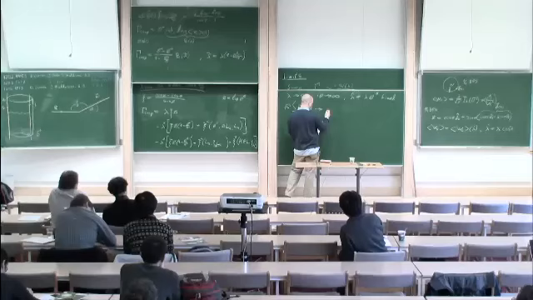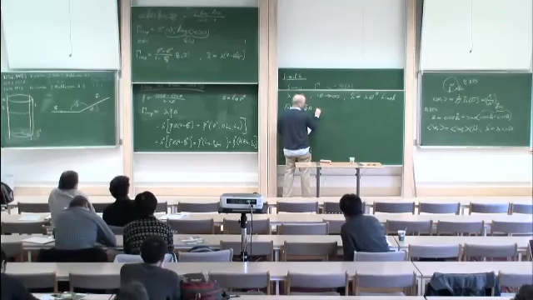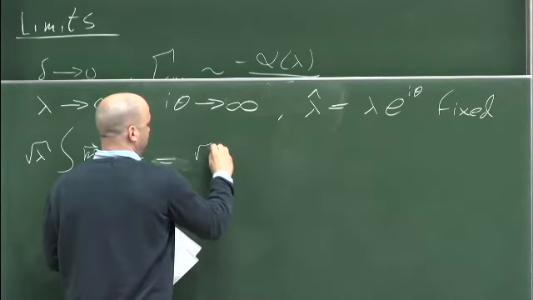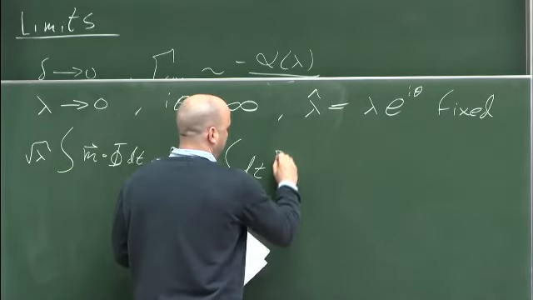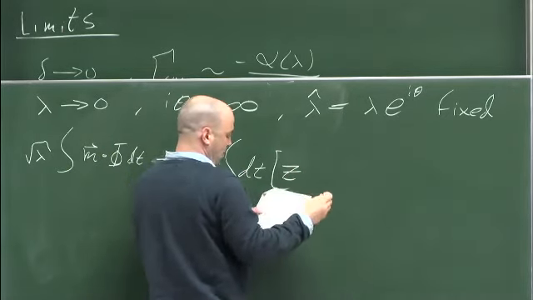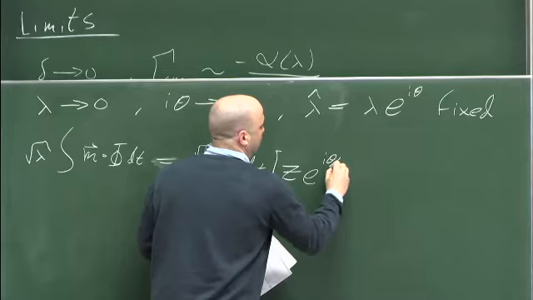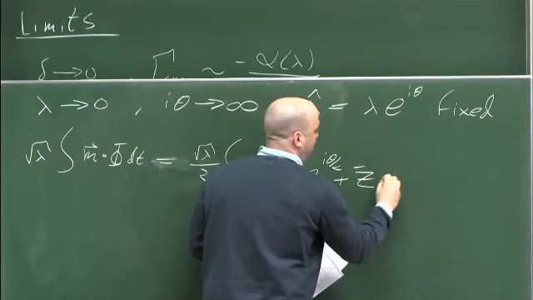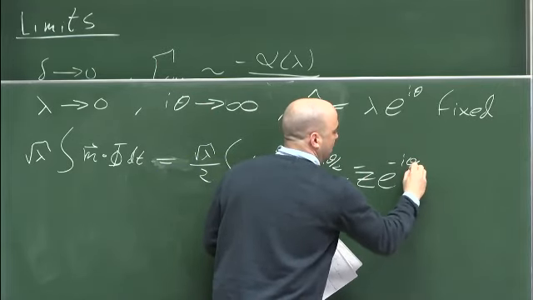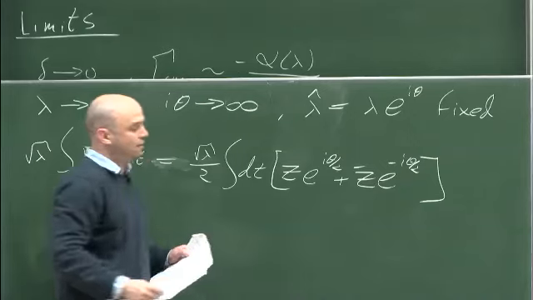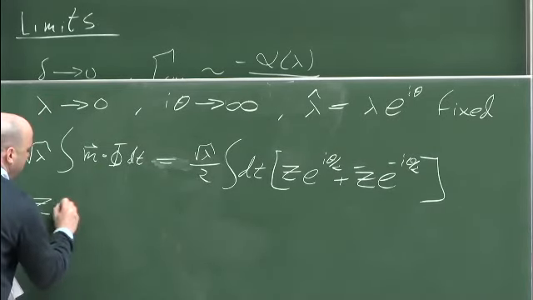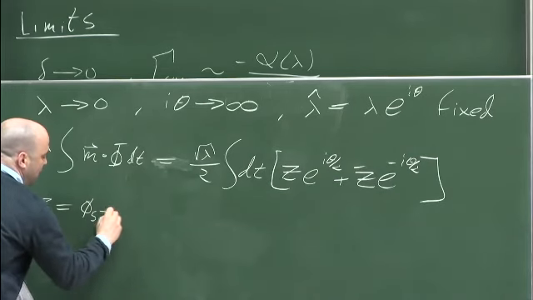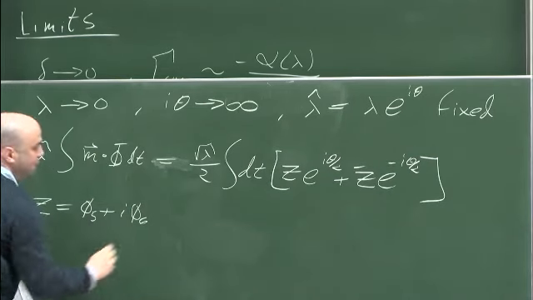Now, let's say I can write it for any angle as square root of lambda over 2 integral dt times, let's say, z e to the i theta over 2 plus z bar e to the minus i theta over 2, where z is just a linear combination of two of the scalars. Let's say this z would be equal to phi 5 plus i phi 6.